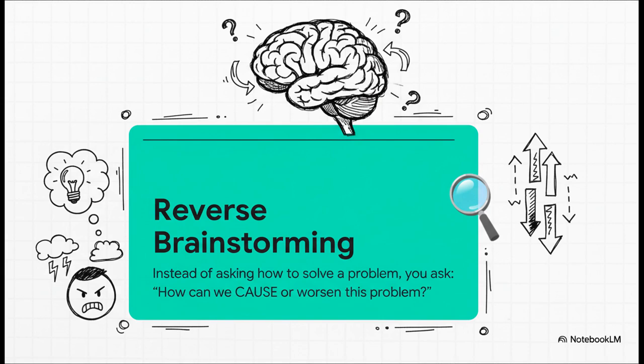Okay, this next one, reverse brainstorming, is beautifully counterintuitive. If you're stuck on how to solve a problem, just flip it on its head. Instead of asking, how do we improve customer satisfaction, you ask, how could we make our customers absolutely furious? The answers you come up with will shine a giant spotlight on your biggest weaknesses, and when you reverse those answers, they point you directly to the most powerful solutions.